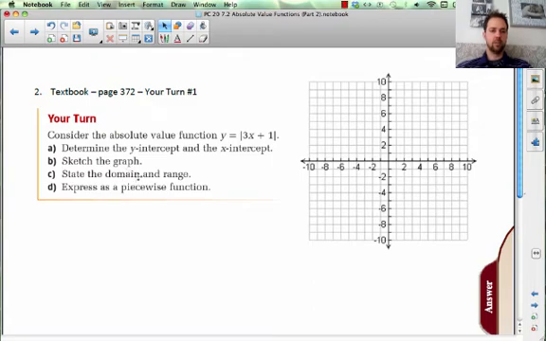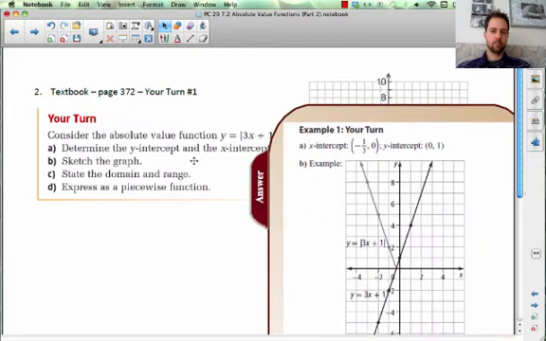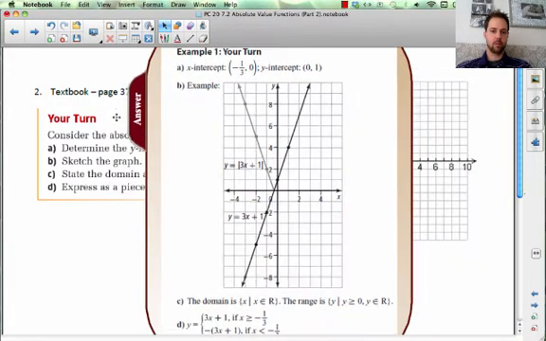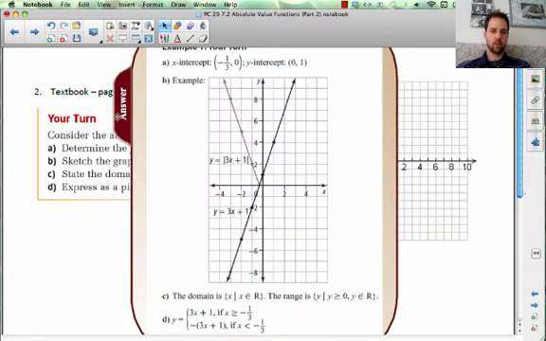Okay, so your domain, whatever you're allowed to plug in for x, and your range, whatever the results are for y, and then express as a piecewise function. So hit pause, give it a try, and unpause, and the answer will be here. There you go.